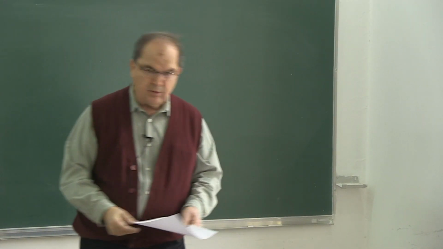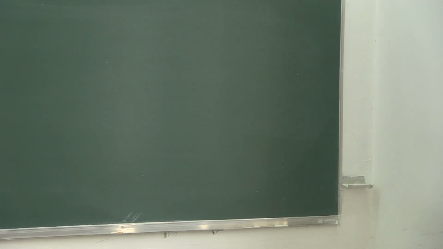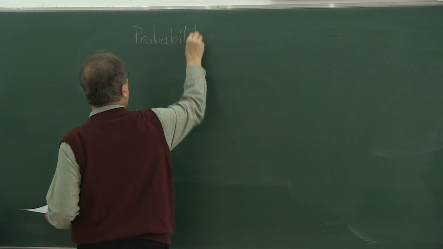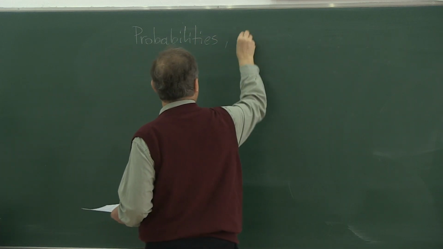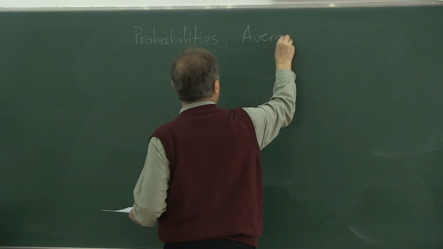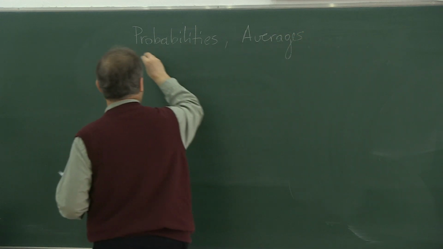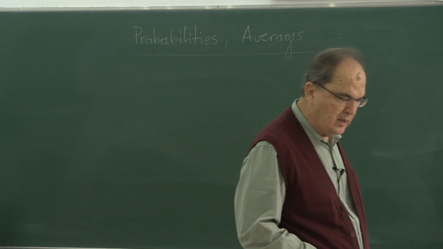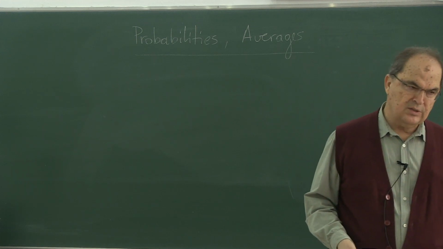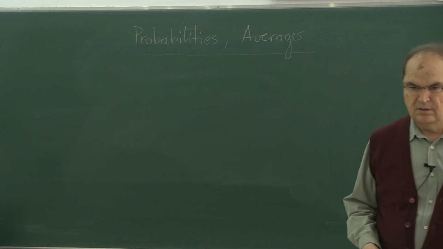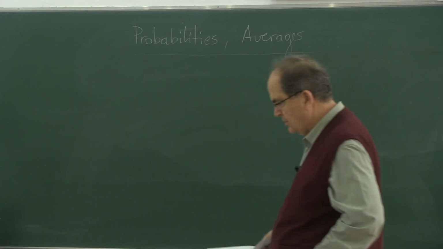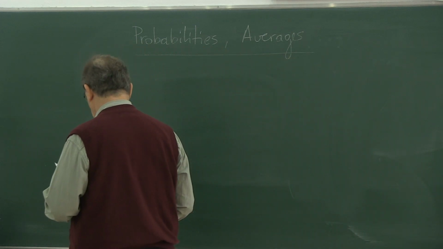Isolated systems are called microcanonical. So probabilities and averages. So we are in some sense taking into account interactions between systems in this case, isn't it? An interaction that results in energy exchange, an interaction that results in both energy and particle exchange.